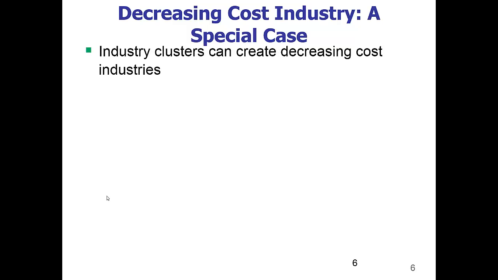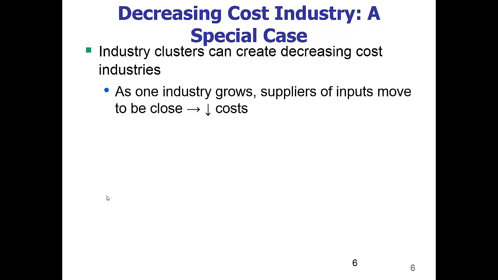And then finally, there is a special case, and in this special case, you're talking about a decreasing cost industry. This can happen when industries cluster together, and that can create decreasing costs. Basically, what happens is as one industry grows, suppliers of inputs move closer to that industry. They come to the industry, the suppliers do, and that helps reduce the costs of production.